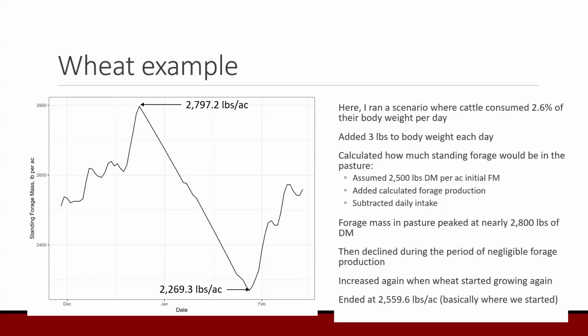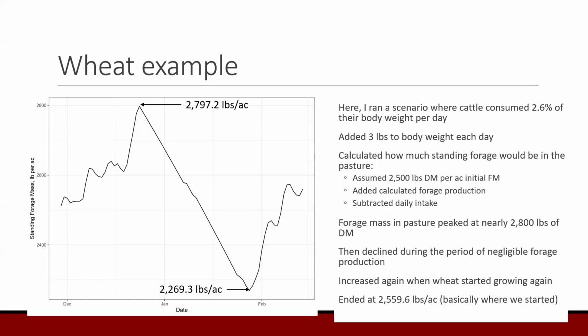I assume that at turnout we would have 2,500 pounds of forage dry matter per acre as our initial forage mass. Then I added the calculated forage production and then subtracted daily intake. Does everybody follow this hypothetical simulated grazing system? So in the period from late November to late December, when forage was growing, it was actually accumulating. We actually saw an increase in standing forage mass.